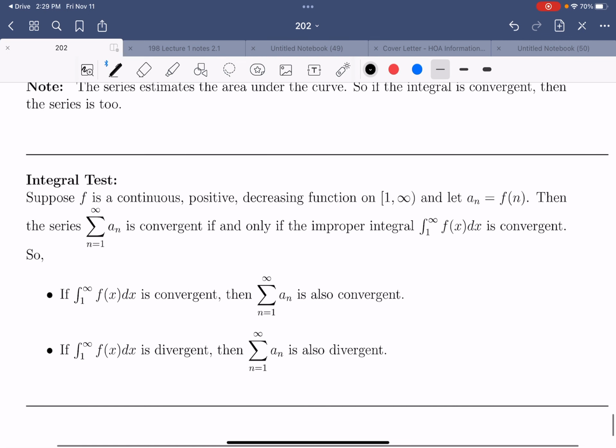So the integral test says, suppose f is a continuous, positive, decreasing function. It's continuous, it's positive, it has to be decreasing. If it's not decreasing, then there's no way that it's going to converge. On the interval from 1 to infinity. And then we let a_n equal f of n. So this a_n here is our series values, or our sequence values that we're going to add up, and f of n is a function. Then the series is convergent if and only if the improper integral is convergent. So if my integral is convergent, then my series is convergent. If my integral is divergent, then the series is divergent.